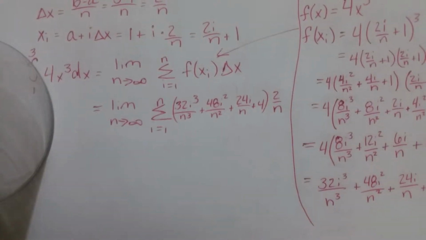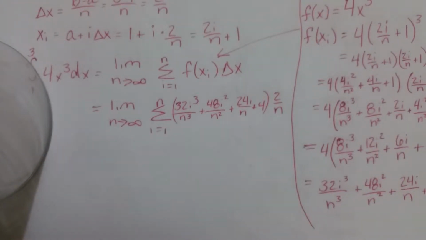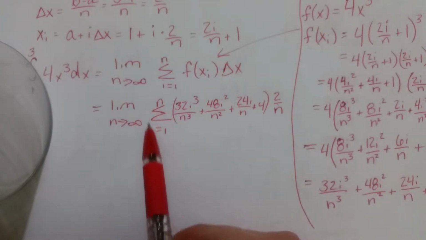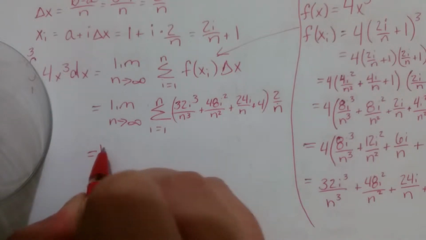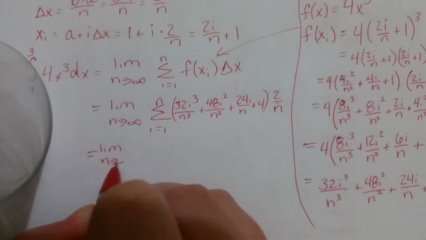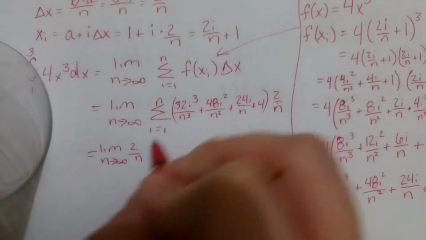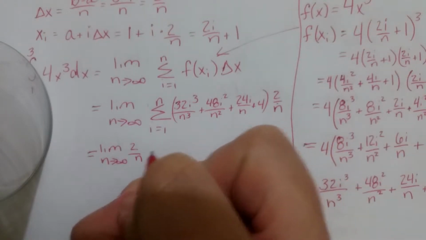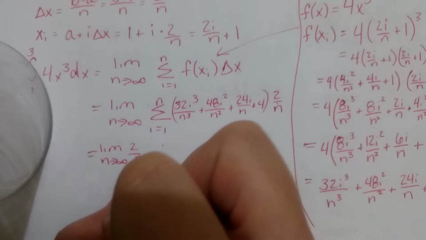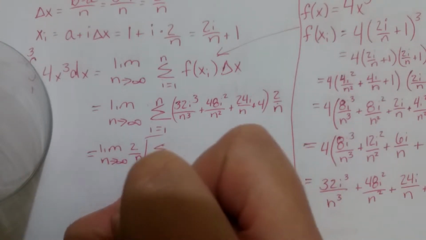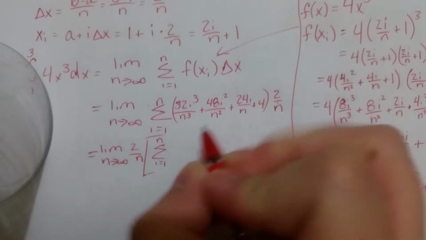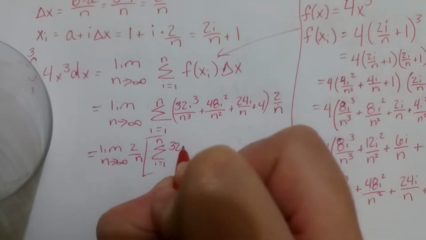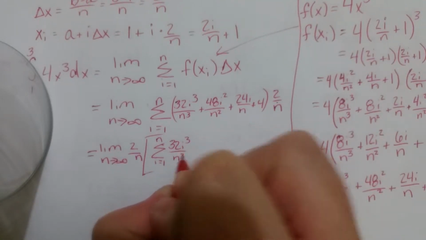Okay, so then, as you'll recall, we want to get the i's by themselves, so I'm going to pull this 2 over n in front of the sum. And then I'm trying to decide whether to split it up now. I think it's fine to split it up now. We'll do a big thing here. So here we're going to have 32 i to the third over n to the third.